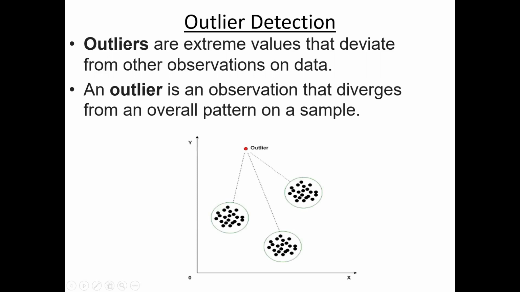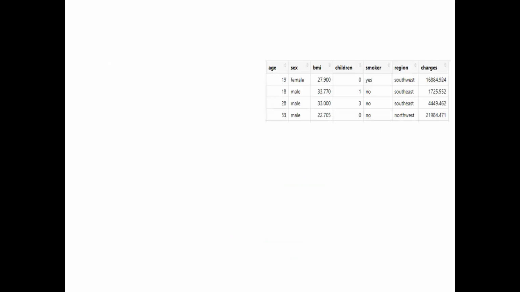For example, if we consider this example, this red point is not near this group, or this group, or this group. It is completely separate. So we call it an outlier. Okay, so how to handle these outliers in Python, we will see with this example.